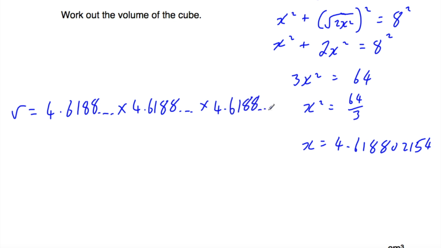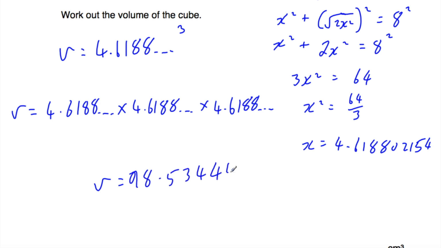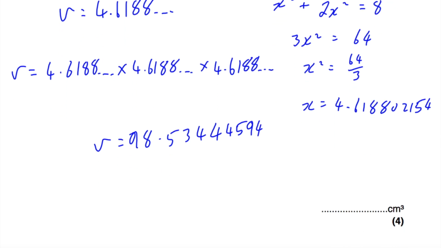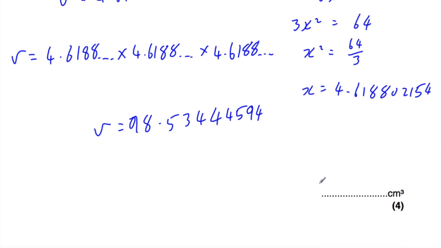And of course you could just write it as volume equals 4.6188 and so on cubed, because that's how you'd get the volume of it. So if we just cube that, I'm just going to press the cube button on my calculator, and the volume will be equal to 98.53444594 centimeters cubed. And I'm going to round that to 3 decimal places. That'll be 98.534 centimeters cubed to 3 decimal places, and that's it.